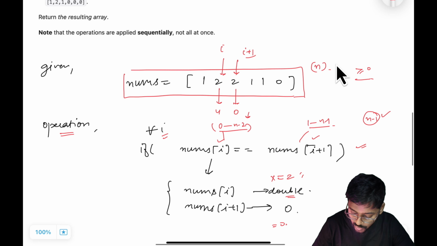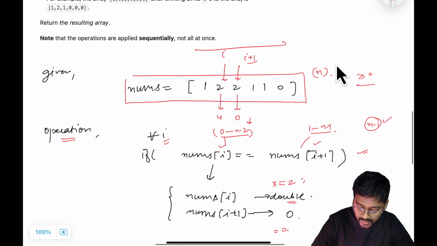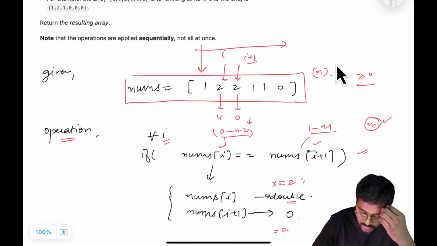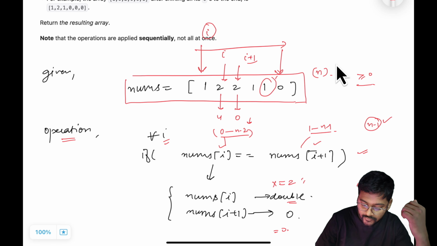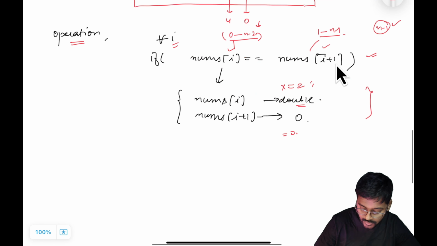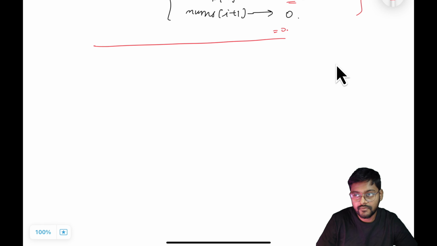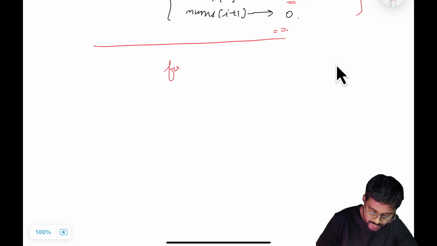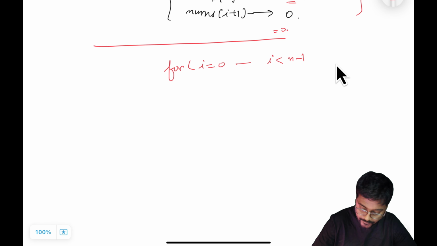Isn't it very simple? So what we have to do is just one iteration, with i starting from the first element and going till the second last element, and the last element will be i plus 1. If I try to write a loop for that, i will start from 0 and be less than n minus 1, or you can say less than or equal to n minus 2.